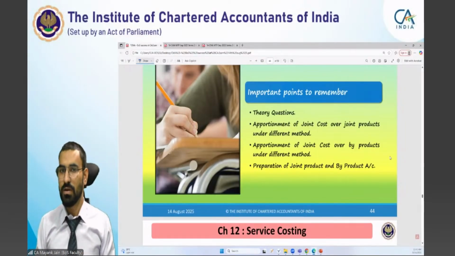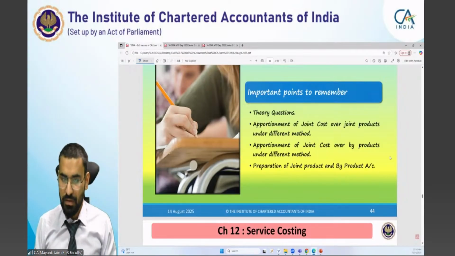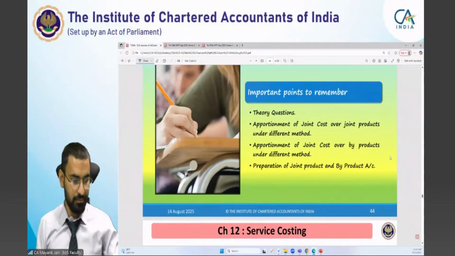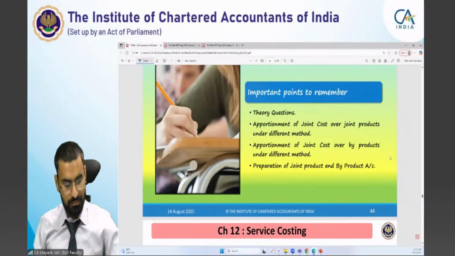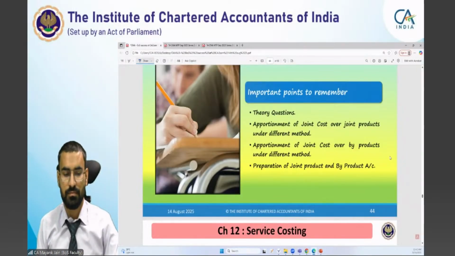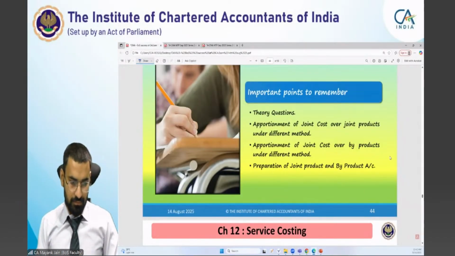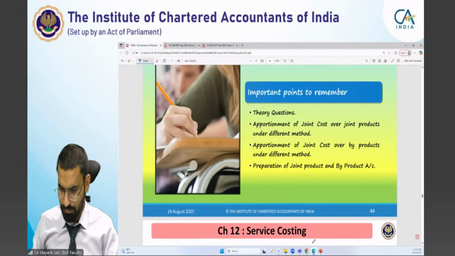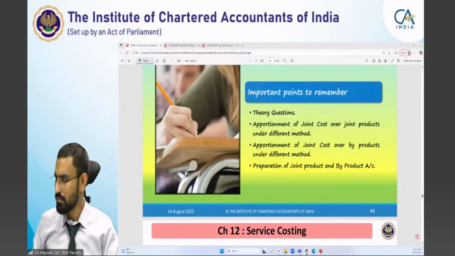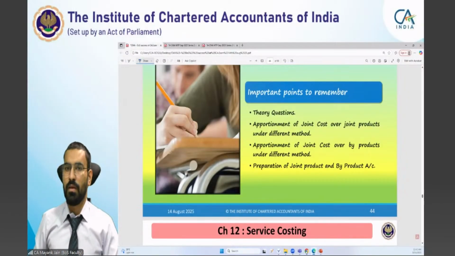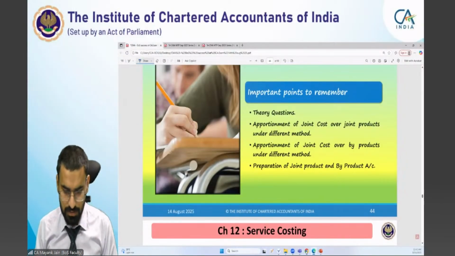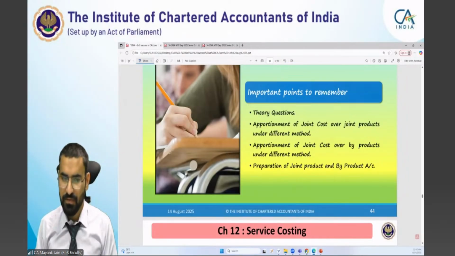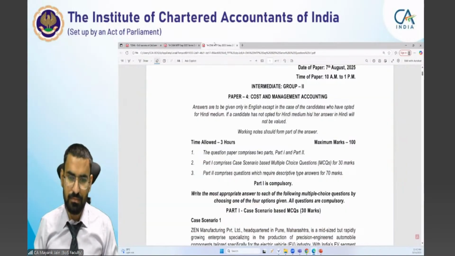If you have any doubt till now, you may ask. So before starting with the further chapters, we'll do a one case scenario of cost sheet.